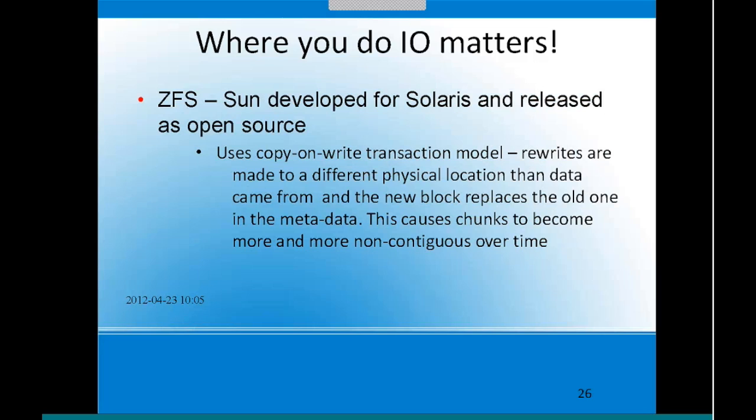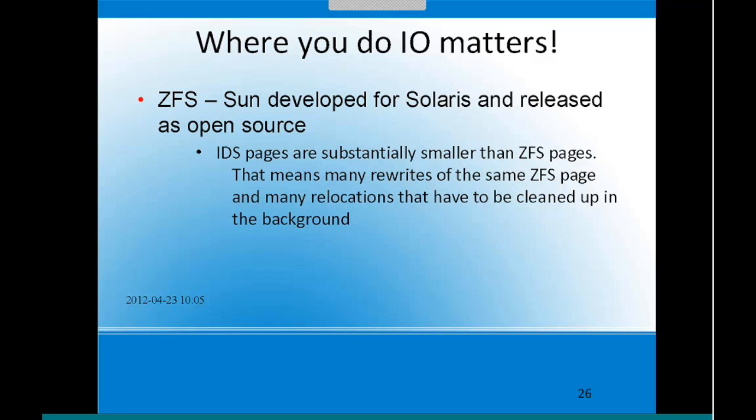What that means is that your chunks, if they're allocated on a ZFS file system, will become more and more fragmented over time. And the most non-contiguous portions of your database will be those that are most active, and therefore the ones you need to be most contiguous. Doesn't make a whole lot of sense. So I don't recommend ZFS for databases.